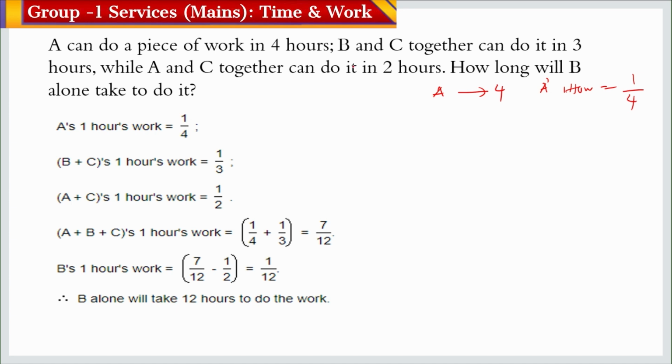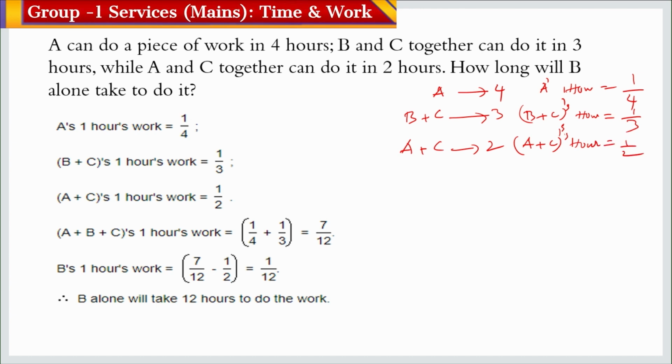And B and C together can do it in 3 hours. Means B plus C can do the work in 3 hours. So, B plus C's 1 hour work is how much? 1 by 3. A and C together can do the work in 2 hours. A plus C can do the work in 2 hours. What is A plus C's work in 1 hour? It is 1 by 2.